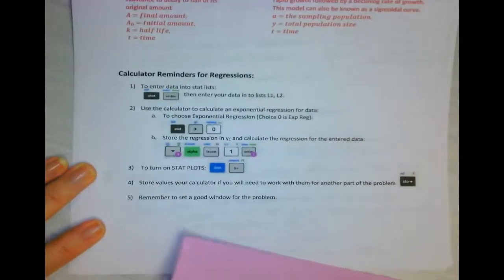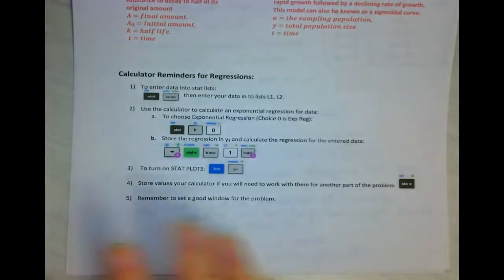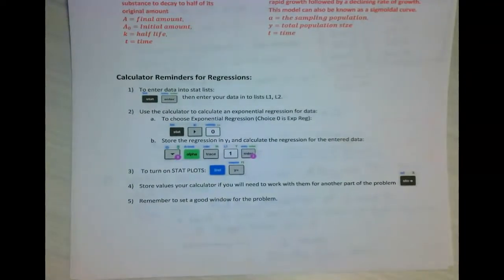A couple of reminders on the calculator. If you're going to do a regression, you go to Stat Edit and you enter your data in List 1 and List 2. You go to Stat and you go over to the kind of regression equation that you want and you choose that. So exponential regression will be 0. Then we're going to store the regression in y1 and calculate the regression that we enter. So we'll work through those steps. Then we'll turn on the stat plot, and then if we have to save anything, we'll be sure and store that, and then we can use that value in the next calculation.